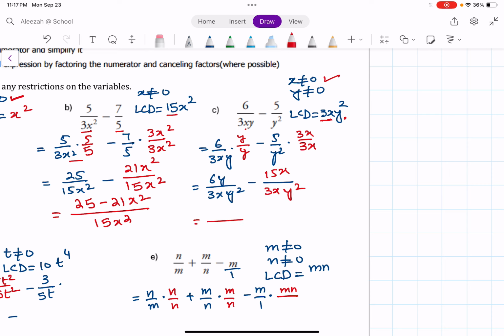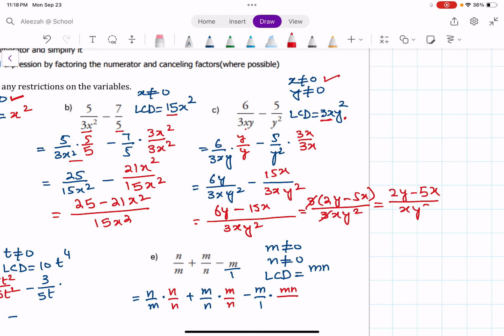Now I just write over 3xy squared: 6y minus 15x. I can simplify it further by taking 3 as a common factor, so 2y minus 5x divided by 3xy squared, and I can cancel out that 3. So my final answer will be 2y minus 5x over xy squared.